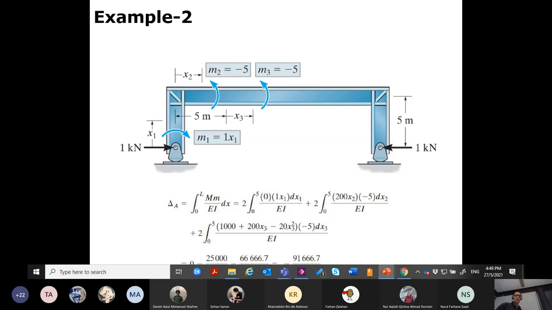Now there is one thing: when X is equal to five, here it will be positive five. Because if you are writing the moment again, at this side, it is one into X1. So the moment is one into five, and there will be this applied moment, five.